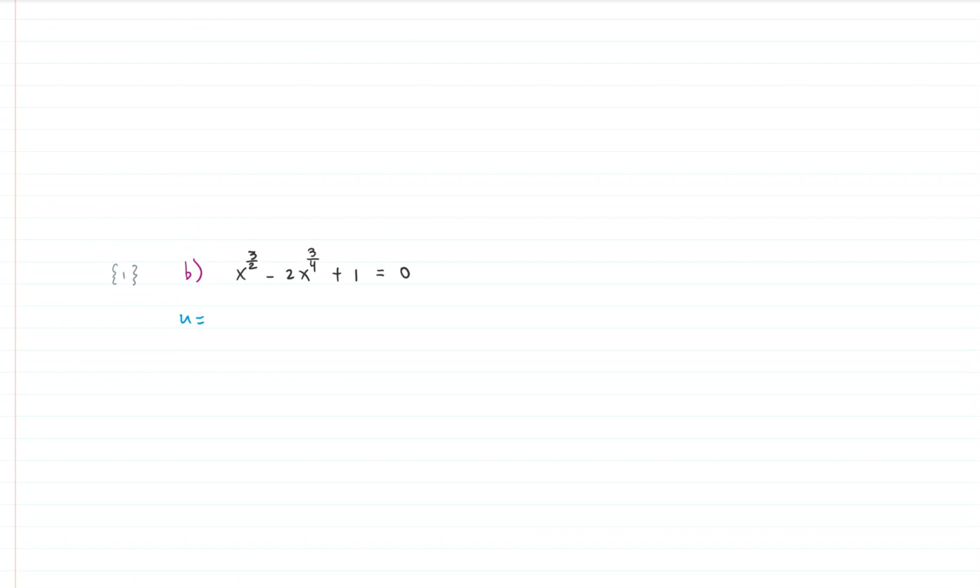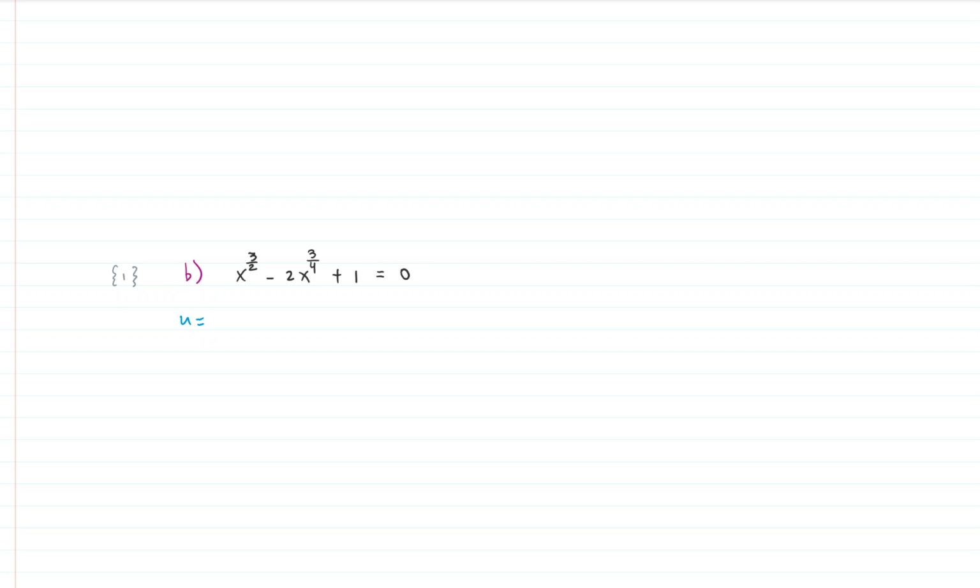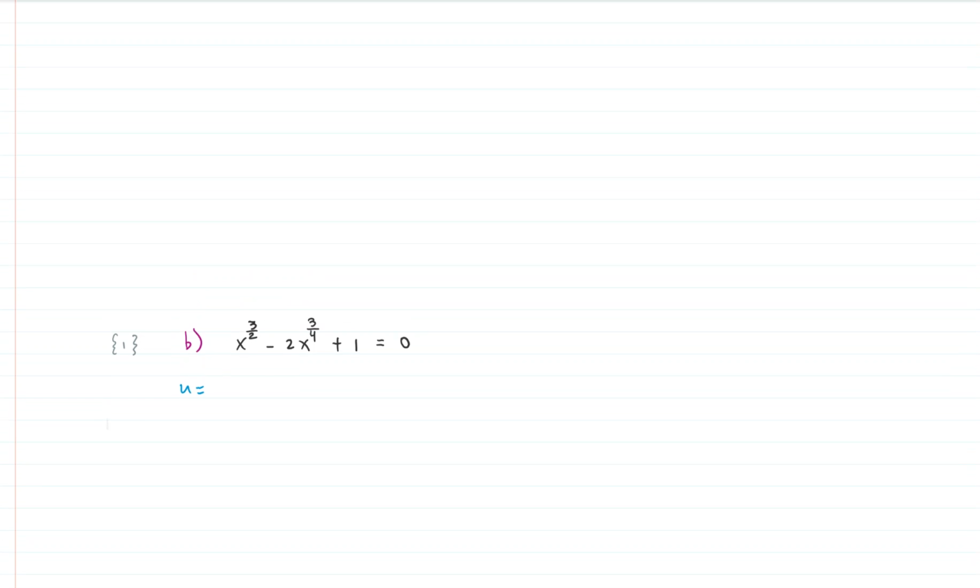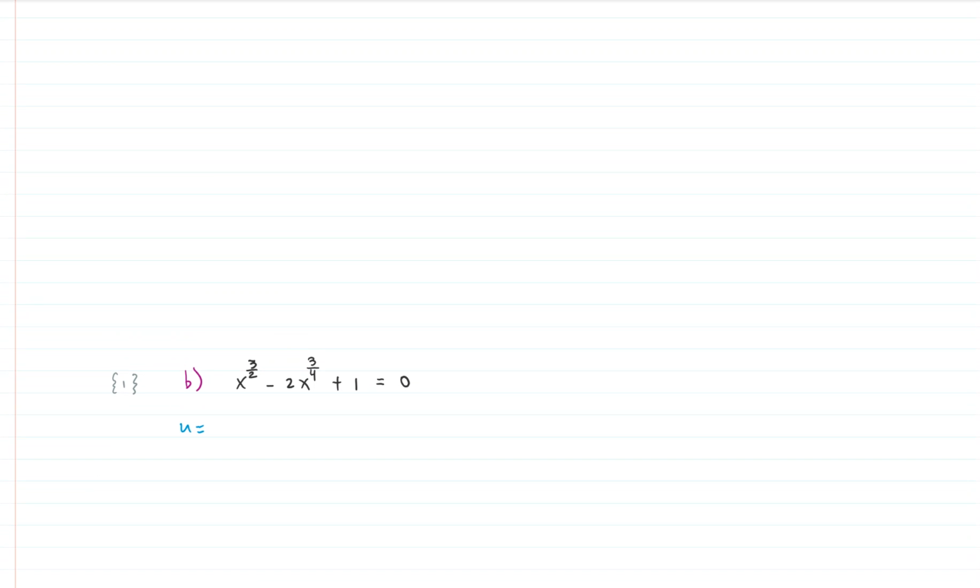Let's do another one. This problem is x to the 3 halves minus 2 times x to the 3 fourths plus 1 equals 0. How about we try x to the 3 fourths as our u? If that's the case, then how can we rewrite everything?